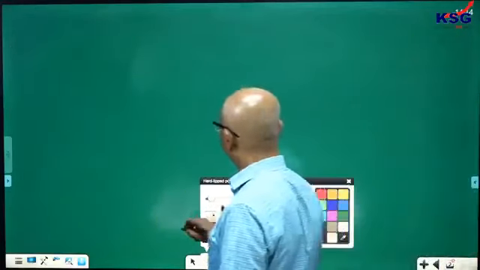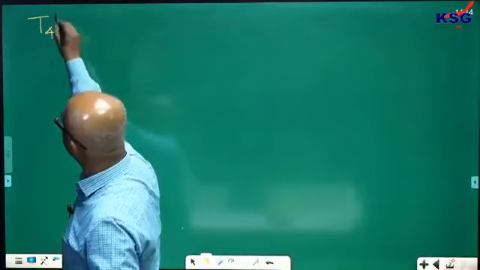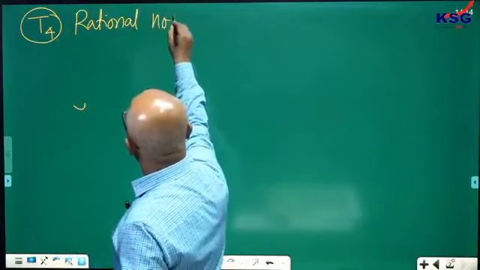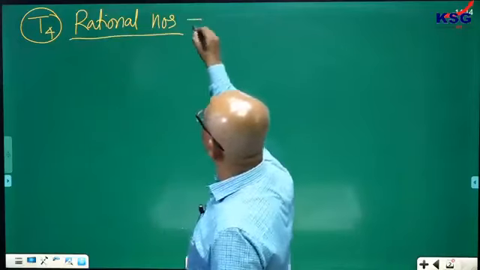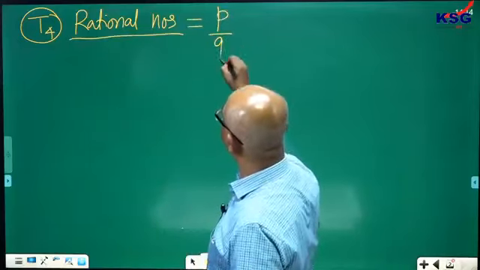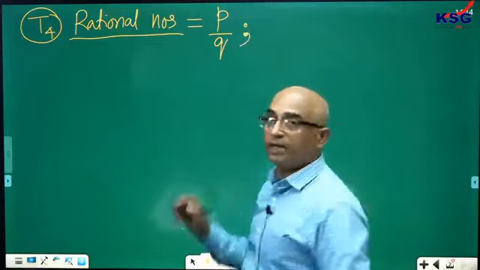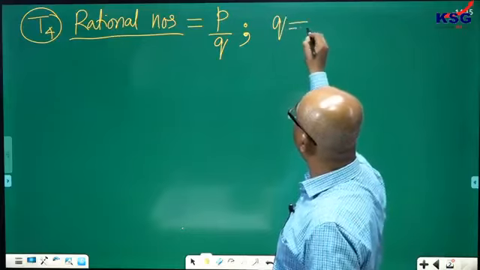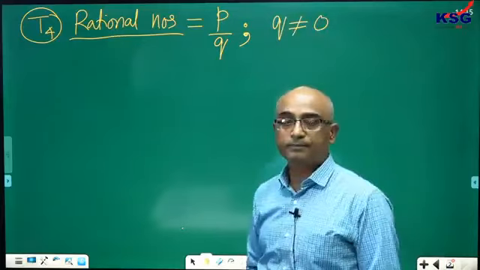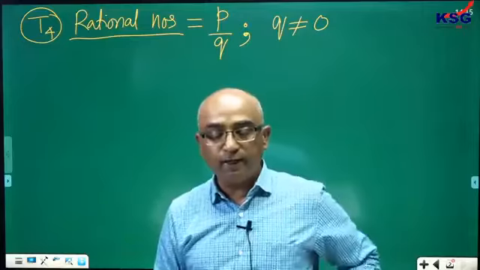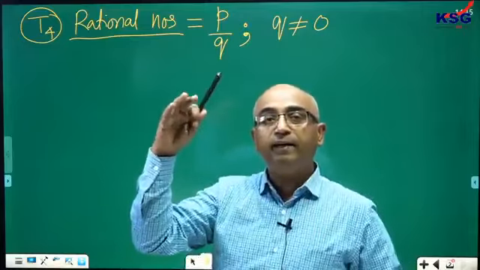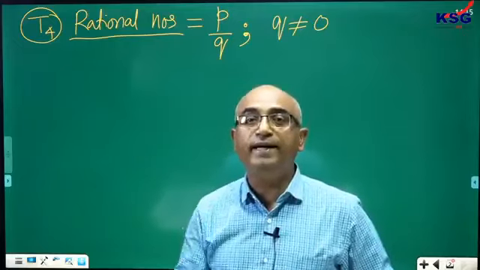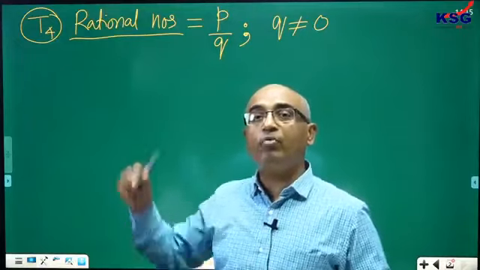Type 4, rational numbers. Rational numbers are always in the form of p by q, where p and q are integers, and one important condition: q cannot be equal to 0. Why? The reason is that division by 0 is not possible in maths, it is not defined in maths. That's why the denominator q cannot be 0.